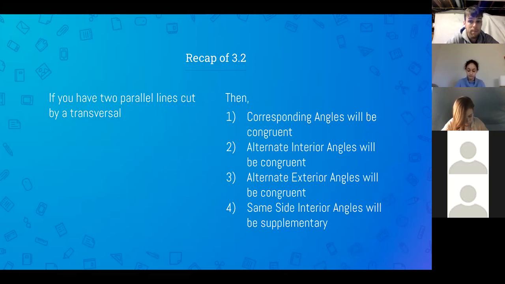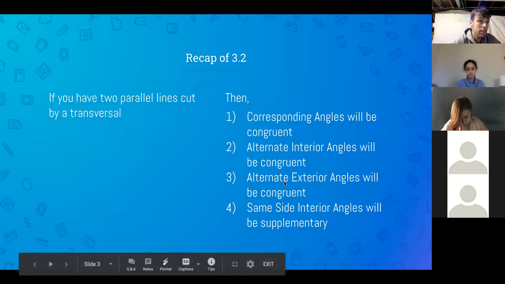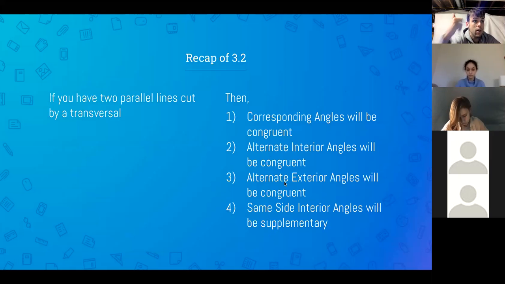So just to recap, these were the theorems or postulates that we put together, the corresponding angles, alternate interior angles, those things. They basically said if you have two parallel lines and they are cut, intersected by a transversal, then these four things will be true. The corresponding angles will be congruent, the alternate interior angles will be congruent, the alternate exterior angles are going to be congruent, and the same side interior angles will be supplementary.